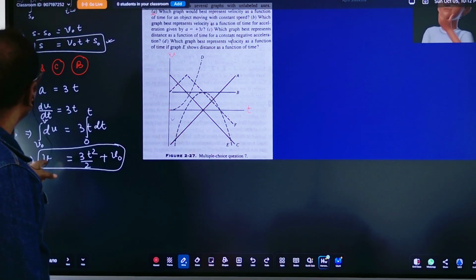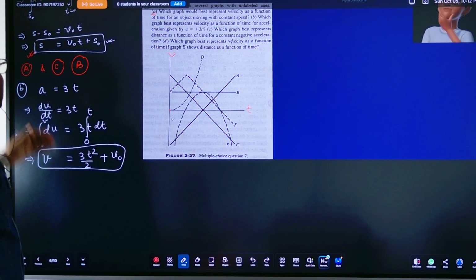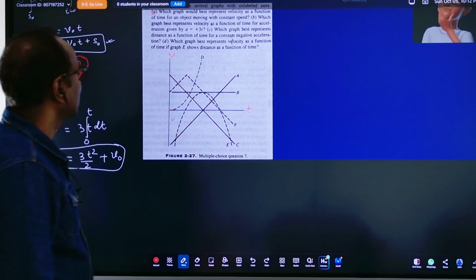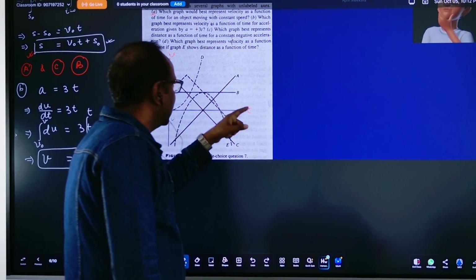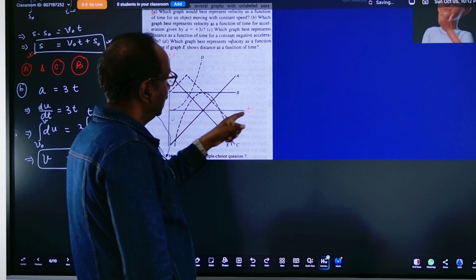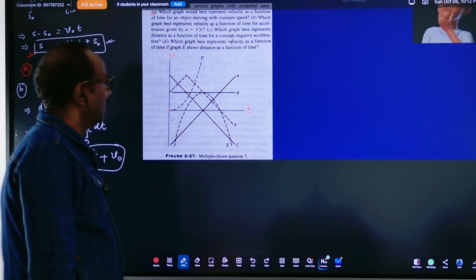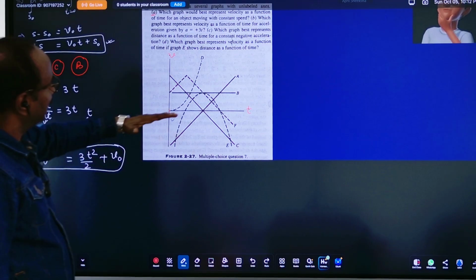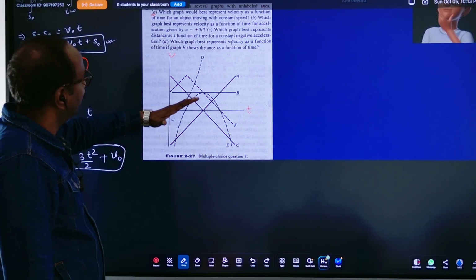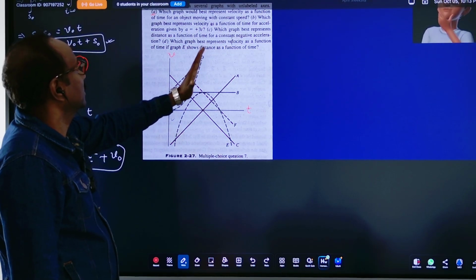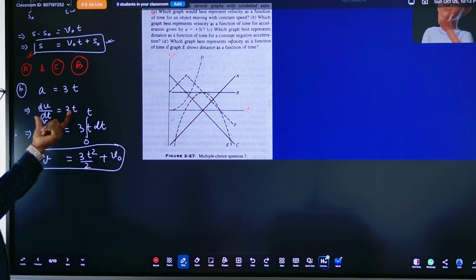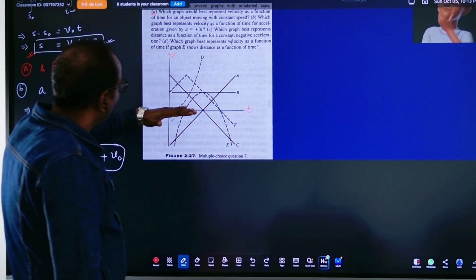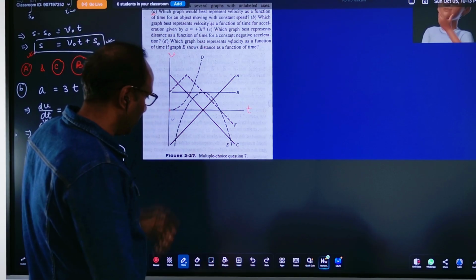Now, this we have derived from acceleration is equal to 3t, which is continuously increasing. This graph is between v and t. So we have labeled the y-axis as v and the x-axis as t. So what should happen? Your dv by dt is basically the slope of this graph at each point. This dv by dt is equal to 3t, or a is equal to 3t, will be the slope of the graph at each point.